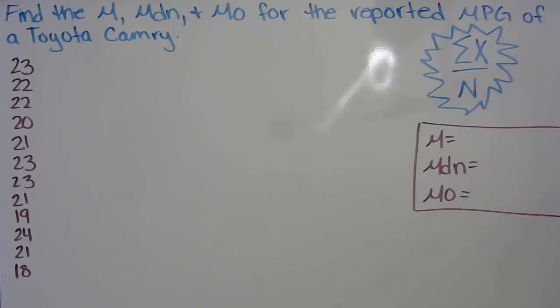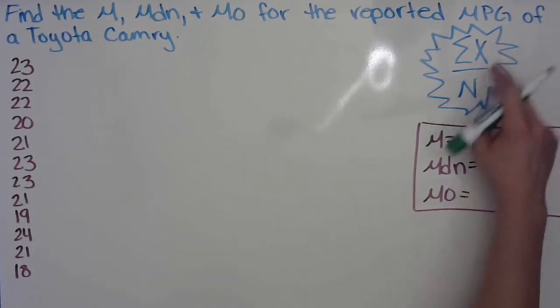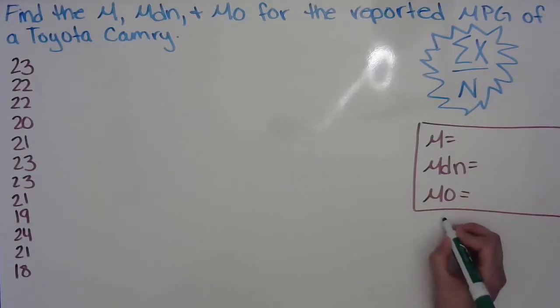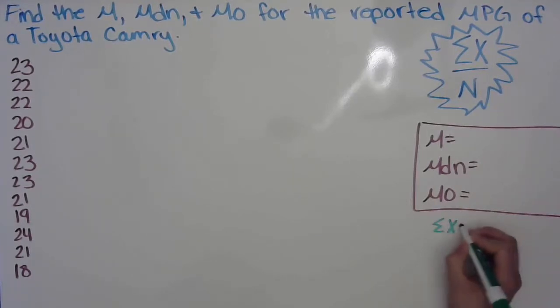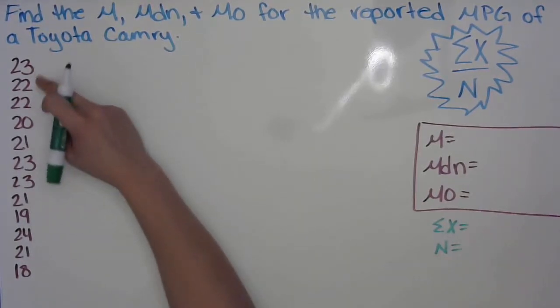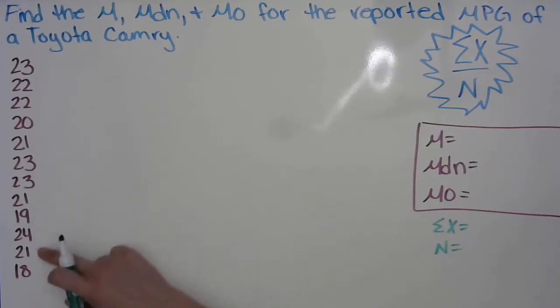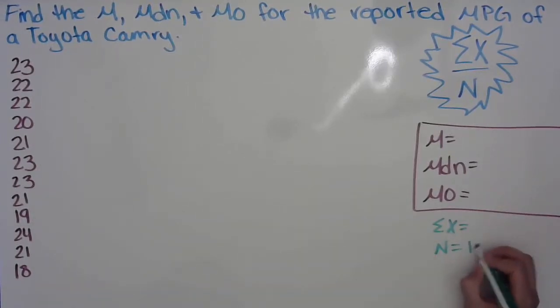Let's try another. Find the mean, median, and mode for the reported miles per gallon of a Toyota Camry. So once again, I have written down our formula for our mean. We need this value and this value. So let's make our list here. Okay, there we go. That's all the pieces we need. So let's find our n value. We have 1, 2, 3, 4, 5, 6, 7, 8, 9, 10, 11, and 12.